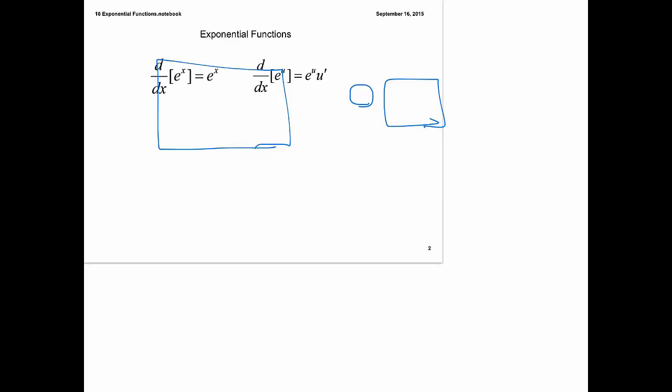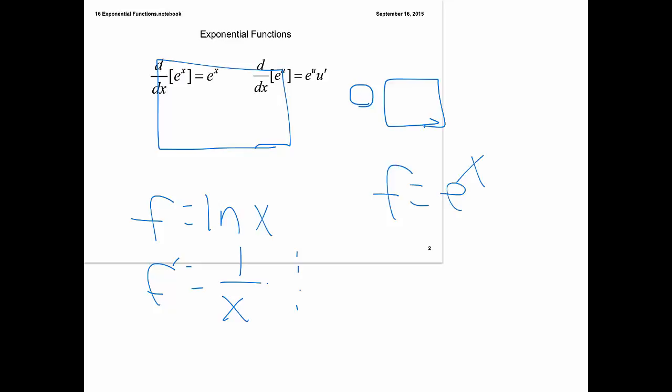So just like when we're taking the derivative of ln of x, the derivative is 1 over that argument times the derivative of that argument. The same thing if our function is e to the x: the derivative is e to that argument times the derivative of that argument, which if it's x is the number 1. So, a relatively simple rule to understand.